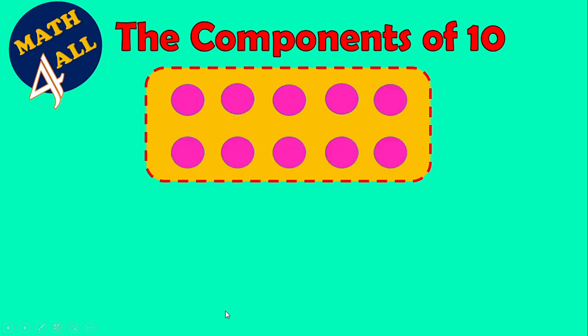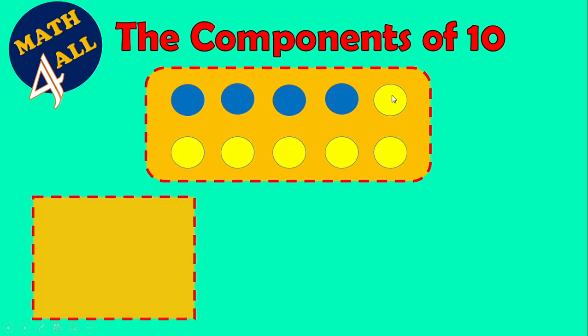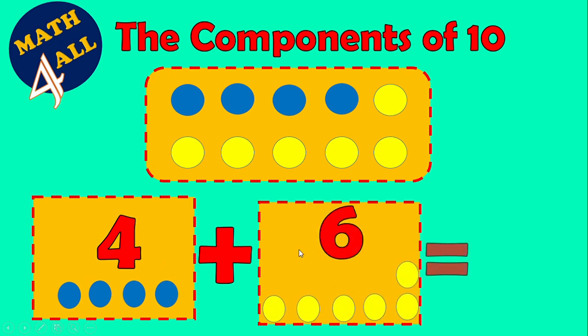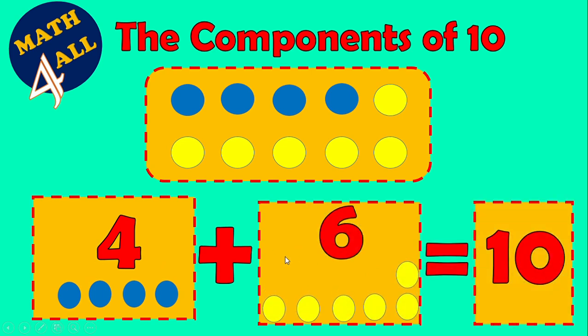Another example. This time you will take 4 circles. Let's count the rest. 1, 2, 3, 4, 5, 6. So 4 circles plus 6 circles equal 10.